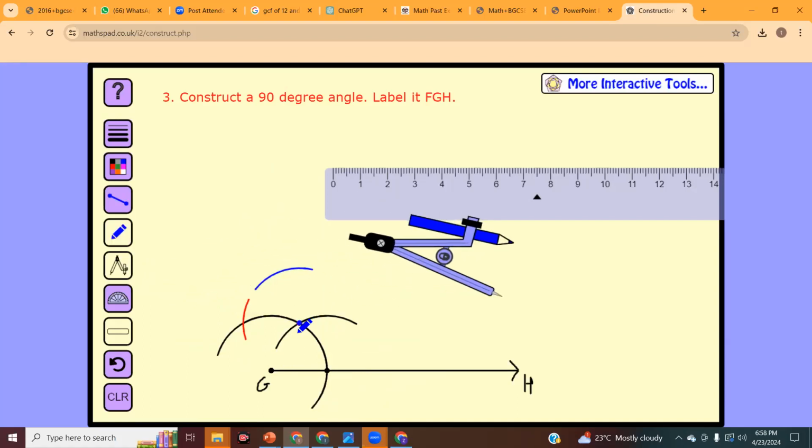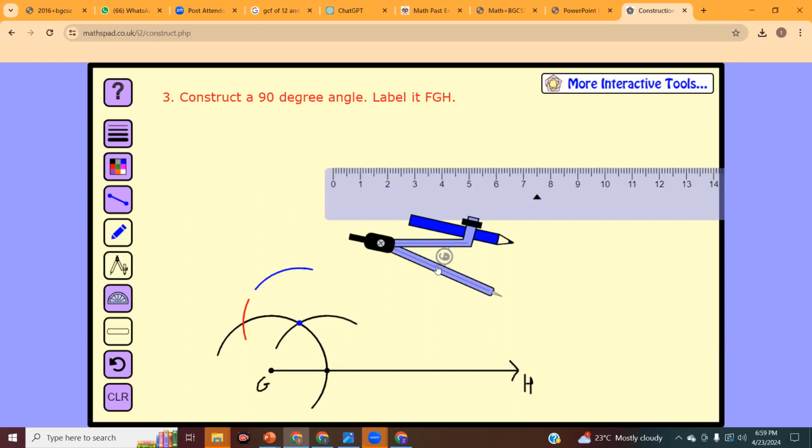So what did I do? I came here and I drew an arc right there. And I came here again and I drew another arc on top. Okay, that's what I did. If you want to, you could just connect them and make one arc. It doesn't matter.